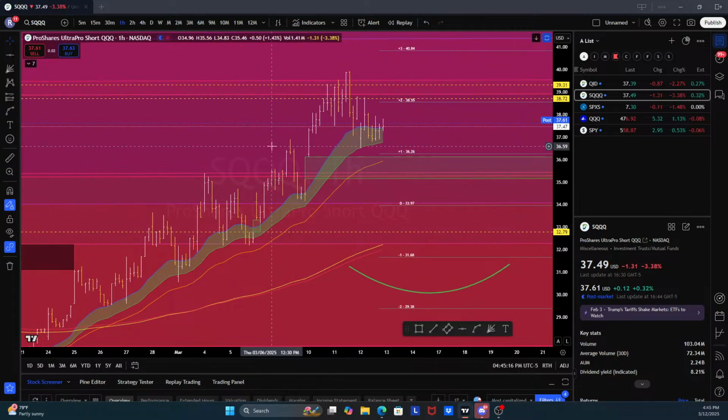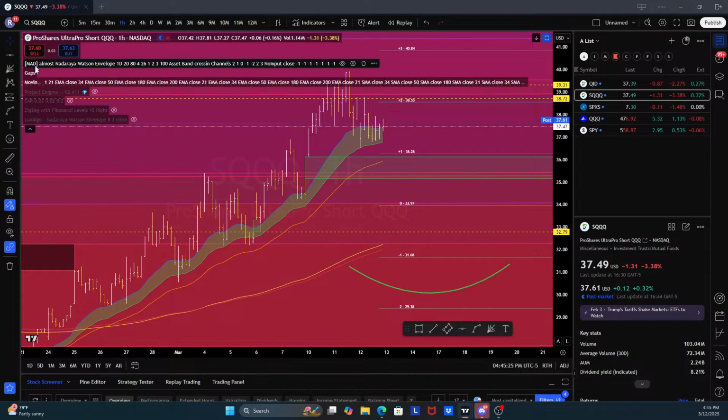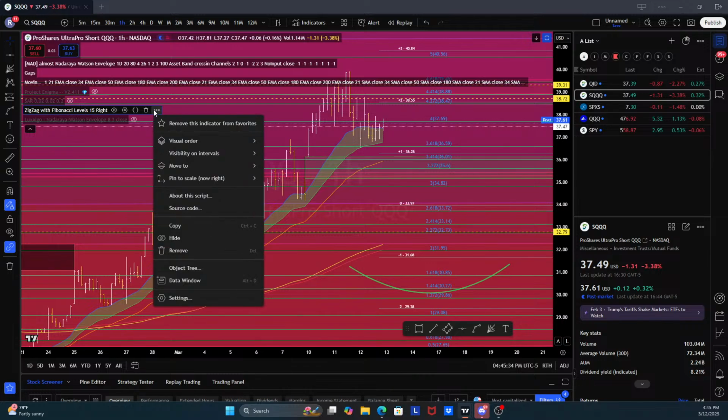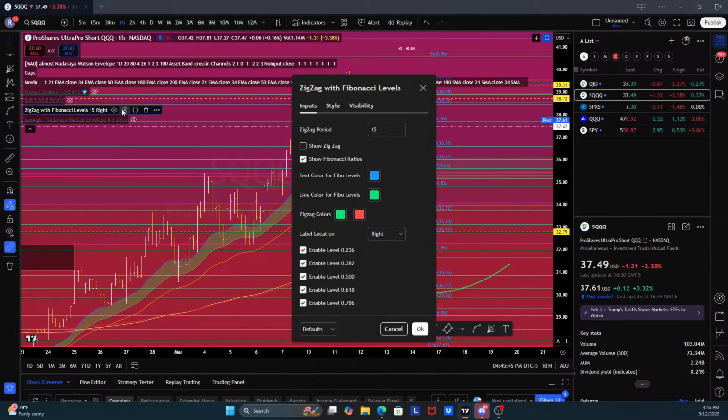You're talking about the Fibonacci levels? Yeah, those repaint. I don't draw the Fibonacci levels myself. I've been working on drawing them, but this is just an indicator that I use. Excuse me, trying to remember which one it is. Zigzag with Fibonacci levels.